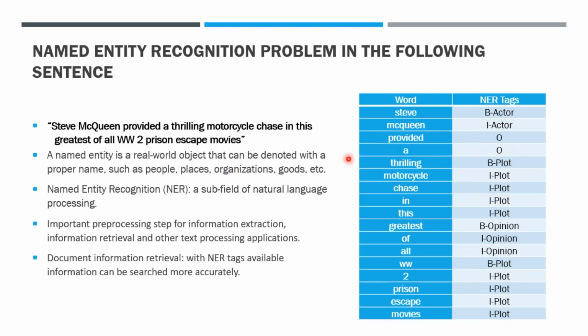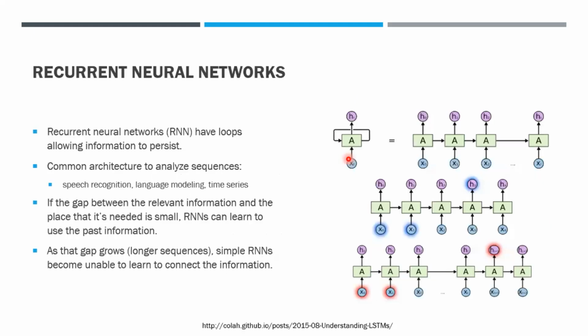So why do we need this? To be able to define the named entity recognition, which became a new subfield of the natural language processing field of studies. Well, it's an important pre-processing step for information extraction, information retrieval, and other natural language or text processing applications. For example, if we worry about document information retrieval and we have the NER tags, then information can be searched much more accurately than if we do it in raw text.